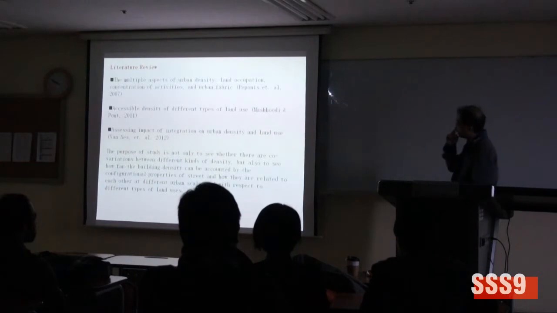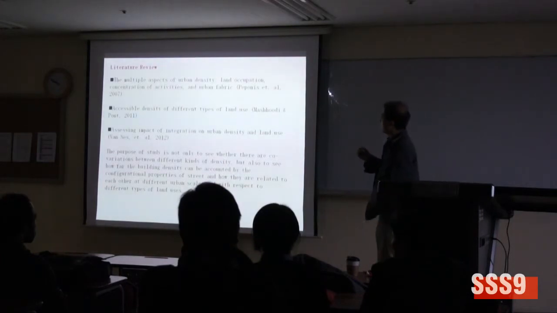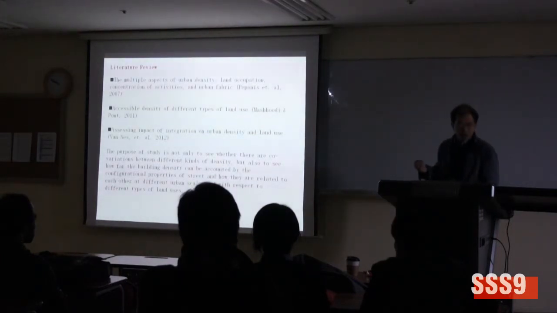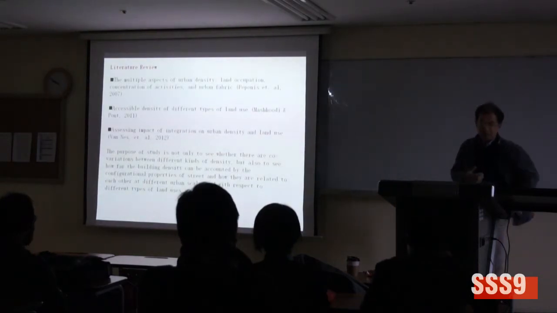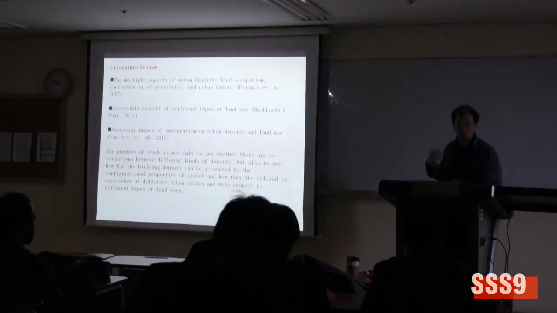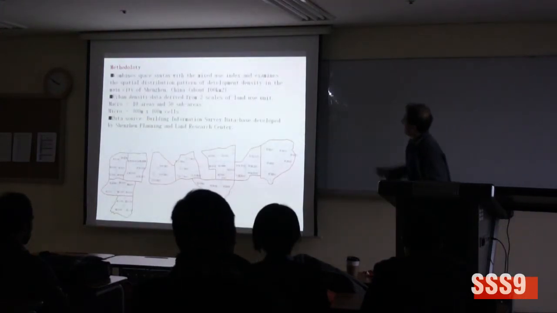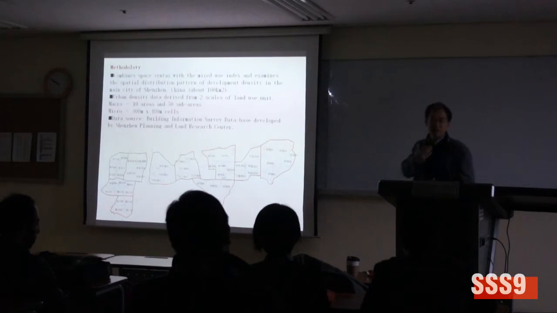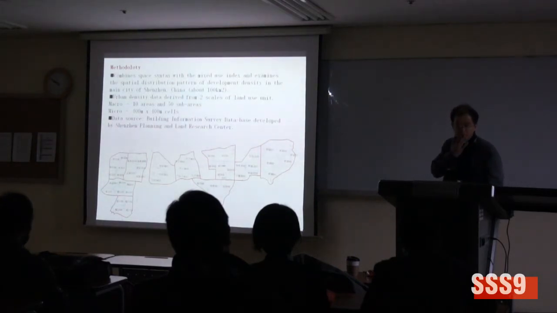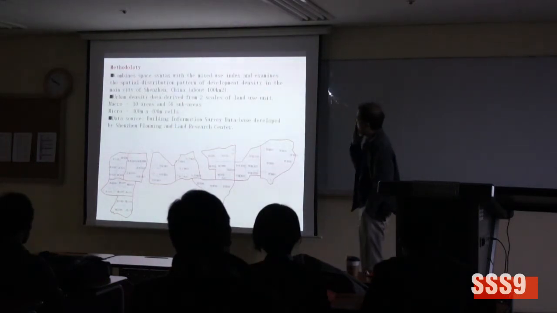So here, in this case study, I'm going to see whether there's any correlation between different kinds of density, but also to see how the building density can be accounted for by configurational properties of streets, and how they interact with each other at different urban scales and with respect to different types of land use. The method we use is a combination of space syntax and mixed-use index, explained in the previous presentation. Our study area covers the main city of Shenzhen, about 100 square kilometers.